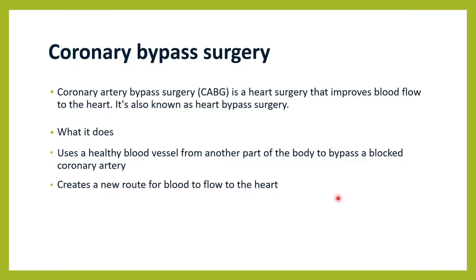So then you have something called as a coronary bypass surgery. So this coronary artery bypass surgery is a heart surgery that will improve the blood flow to the heart. So how and what does this surgery do? What it will do is it will use a healthy blood vessel from other part of your body and it will bypass the blocked coronary artery. The artery is so much blocked, we can't do any kind of a repair. We just change the route, we create another route for the blood flow. So a new route for the blood flow to the heart.